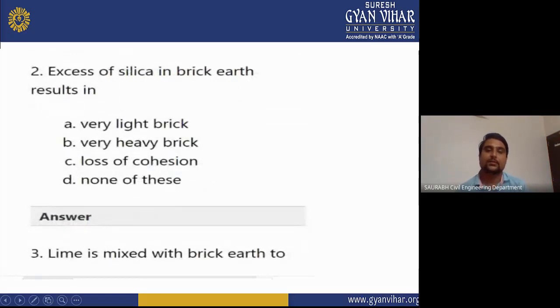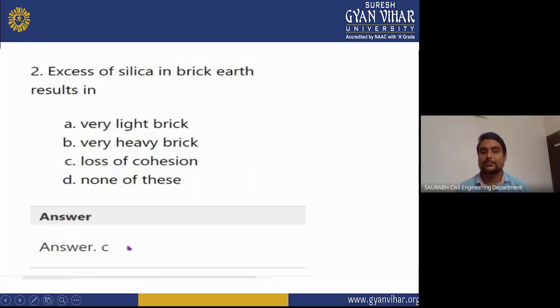Come to the next question. What will be the effect of excess of silica in brick earth? What will happen? The options given are: very light brick, very heavy brick, loss of cohesion, and none of these. And here the right answer will be C, that is, loss of cohesion. If silica increases in the brick earth, there will be loss of cohesion.